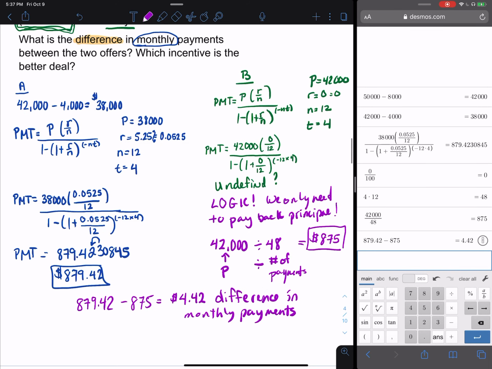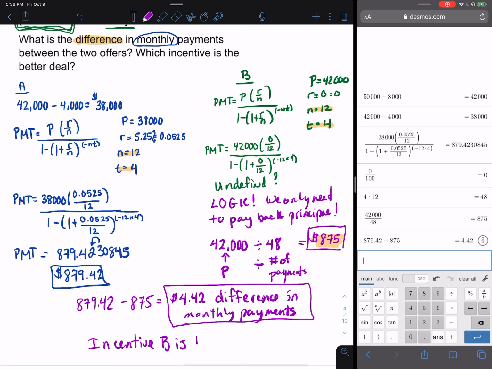And then they also ask us which incentive is the better deal. Because we're paying them over the same time period, right? They were both 4 years and we were paying monthly each time. We can just compare the monthly payments. So because this lower monthly payment was with incentive B, we can say that incentive B is the better deal. So that means no interest is actually better than getting $4,000 back.